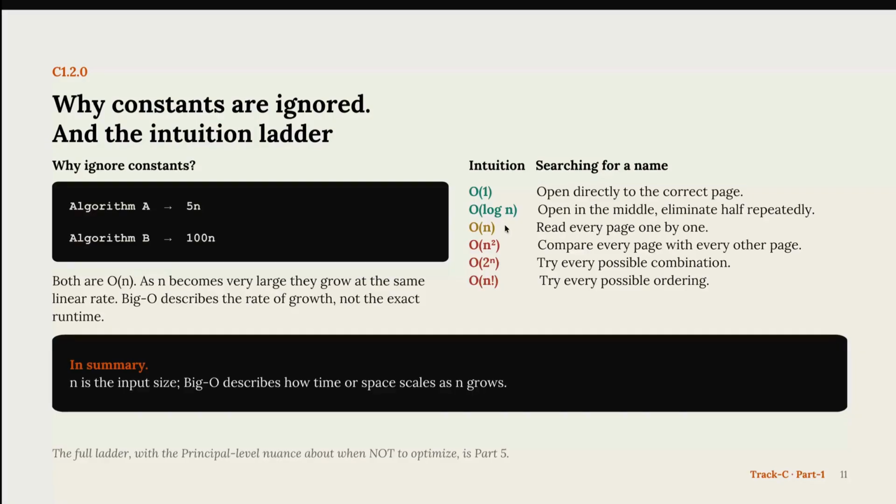Quadratic is O of n squared, comparing every page with every other page. It is O of 2 to the power n if we are trying to do every possible combination of elements. And O of n factorial if you are trying to do all the possible orderings: 1 2 3, 2 1 3, 3 2 1, 1 3 2, like that. While n is the input size, big O describes how time or space scales as n grows. It doesn't actually calculate the runtime, it only says what the rate of growth will be.